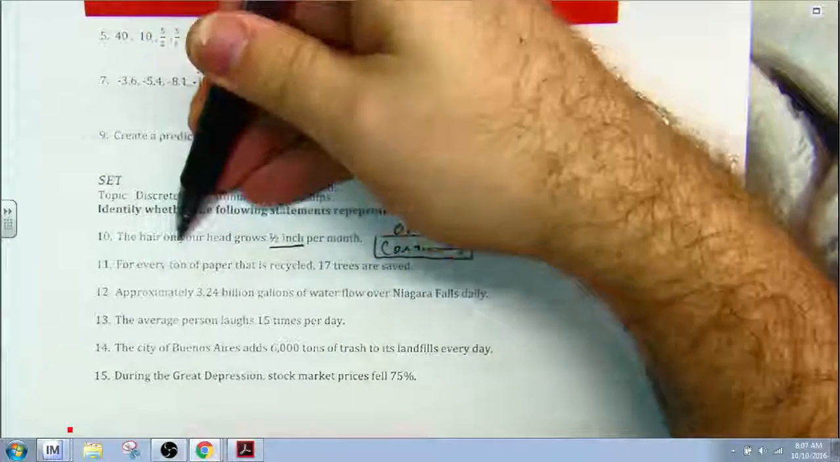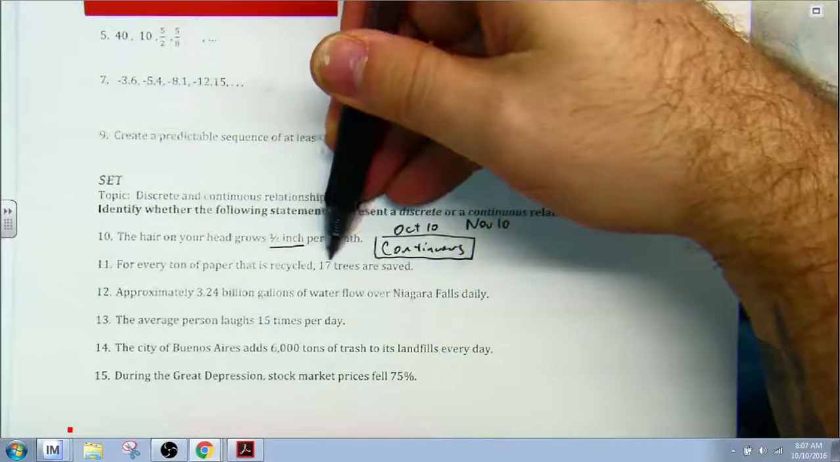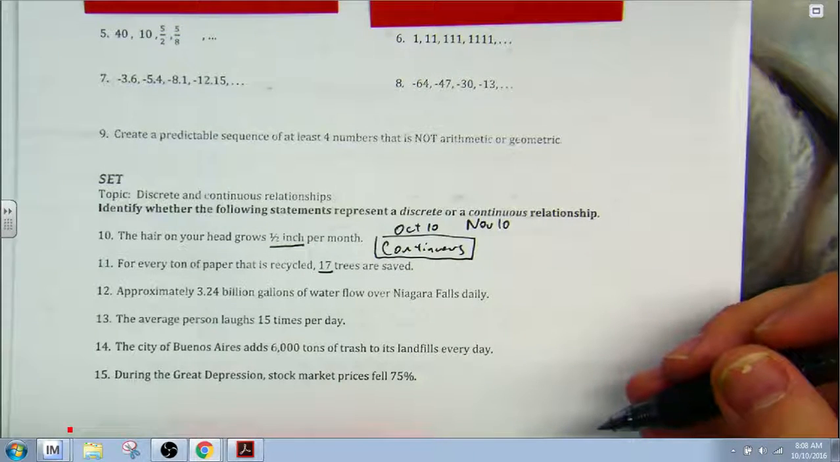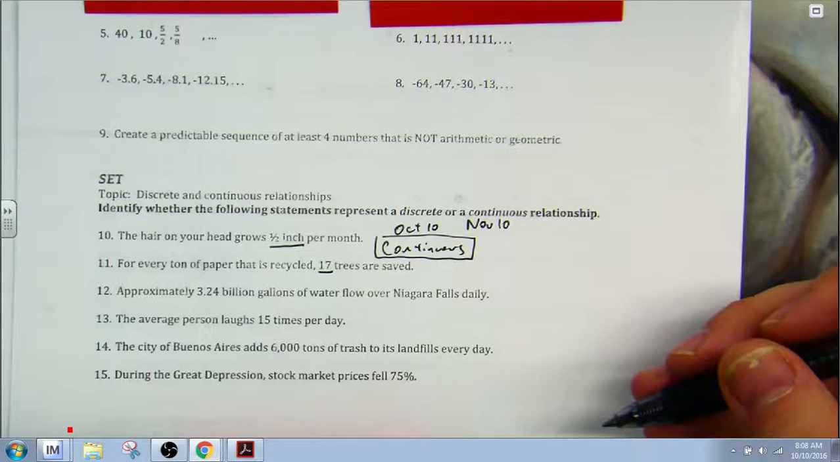Okay, for every ton of paper that is recycled, 17 trees are saved. So is this going to be discrete or continuous?